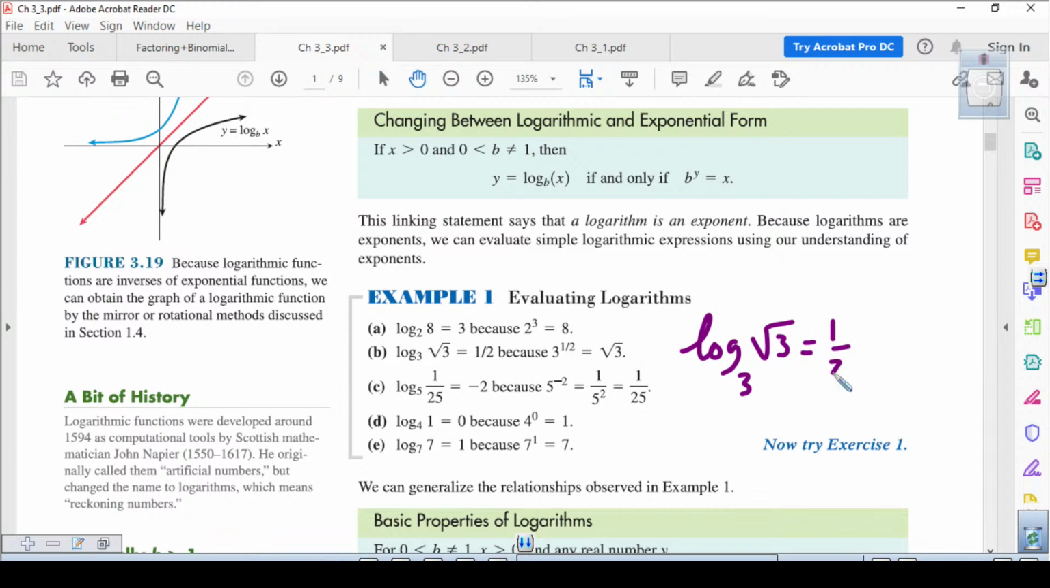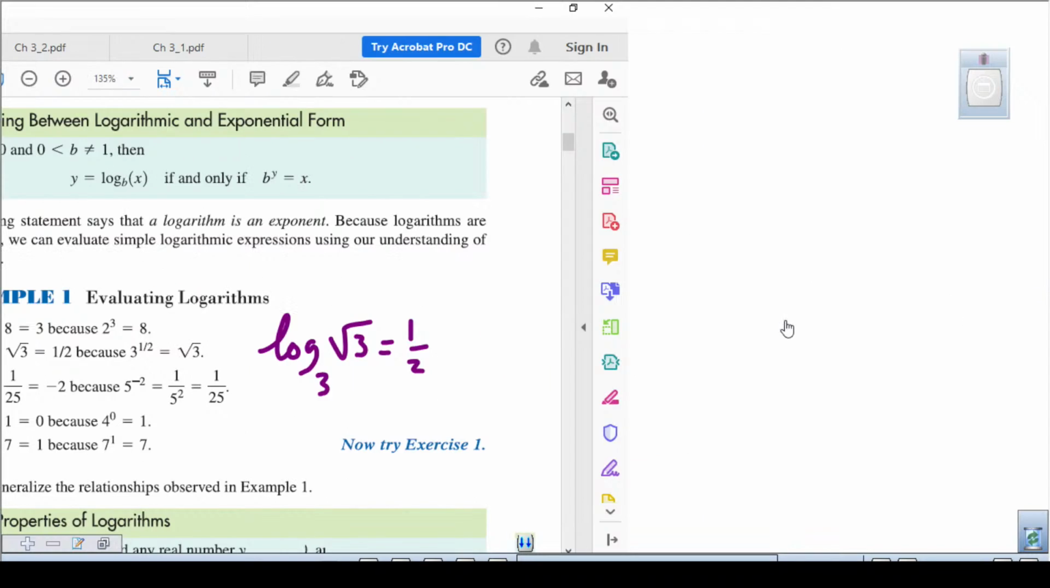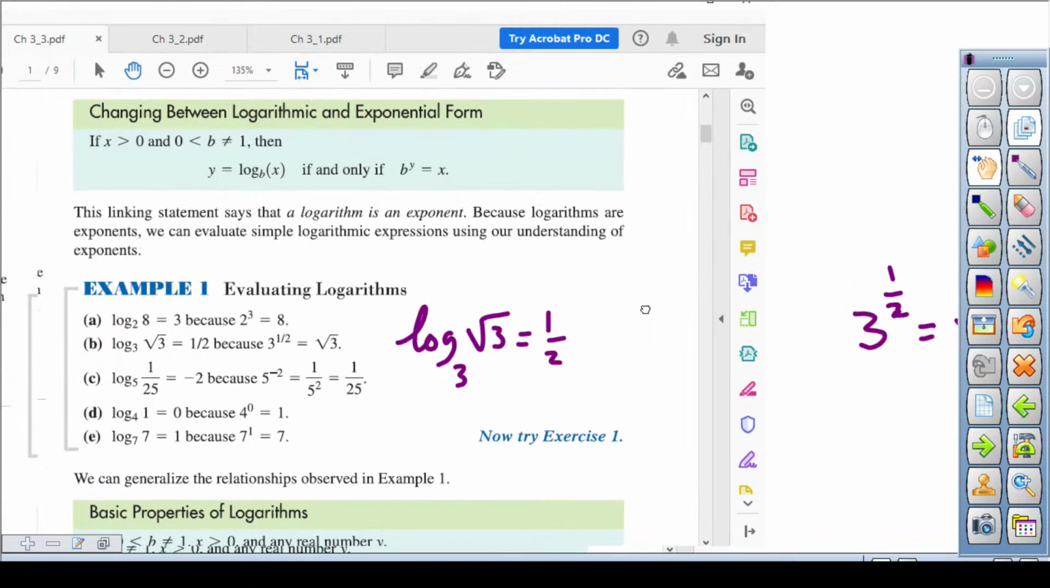How do you write this one in terms of exponential? What's the base? 3 is the base. Raised to what power? Here we go. Gives me the square root of 3. That's what we do here. Simple as that.